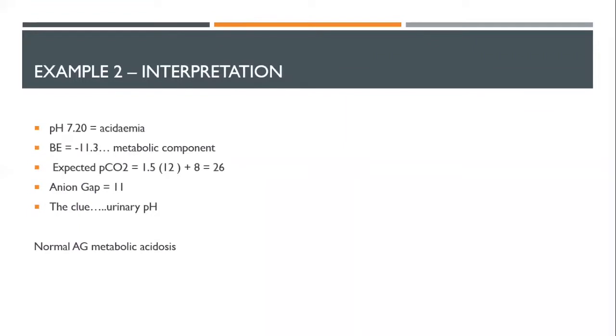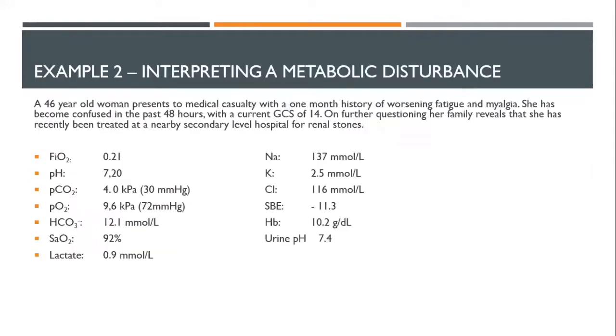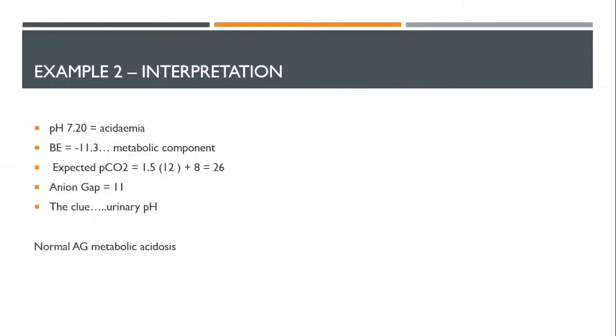So if we look at this case, it's an acidemia. It's a patient with a pH of 7.2. Her base excess is minus 11.3, so there's a definite metabolic component to it. And if we use Winter's formula to calculate her expected PCO2, we get a value of 26. The value given was 30, so that's an acceptable range. So she is displaying an expected amount of compensation for her metabolic disturbance. So anion gap is normal at 11. So she's got a normal anion gap metabolic acidosis. And the clue that's given to you here is the urinary pH, and the other clue is the low potassium.